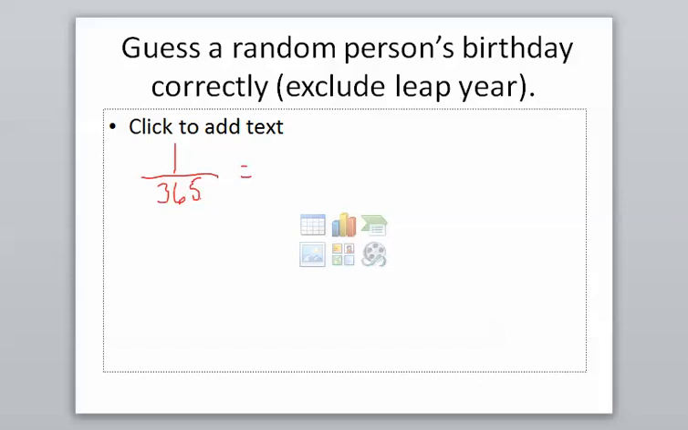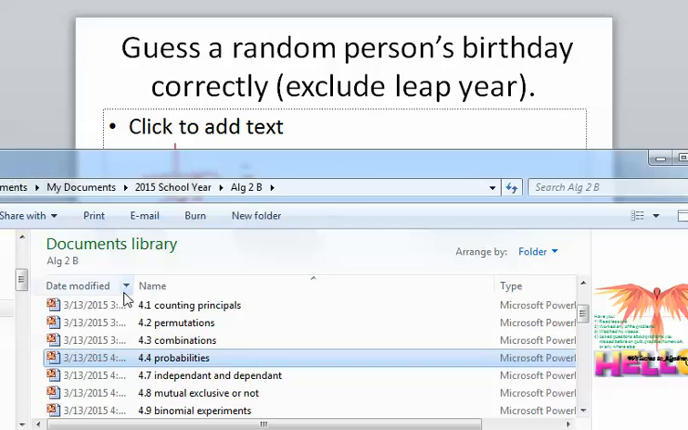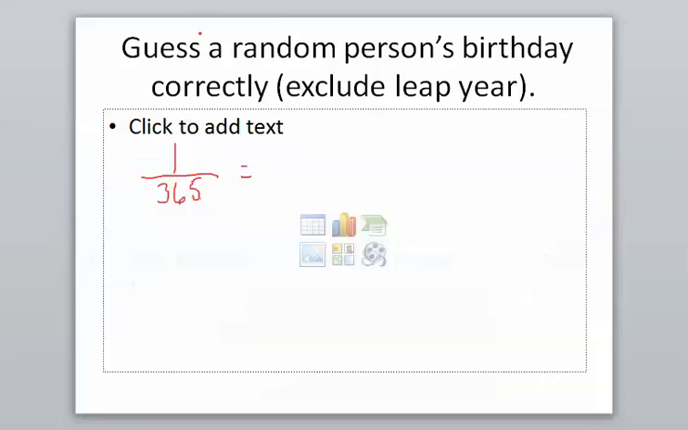Now, we're going to continue on through this course, and our next lesson is going to be looking at the independent and dependent nature of different possibilities. We'll look at that next time.